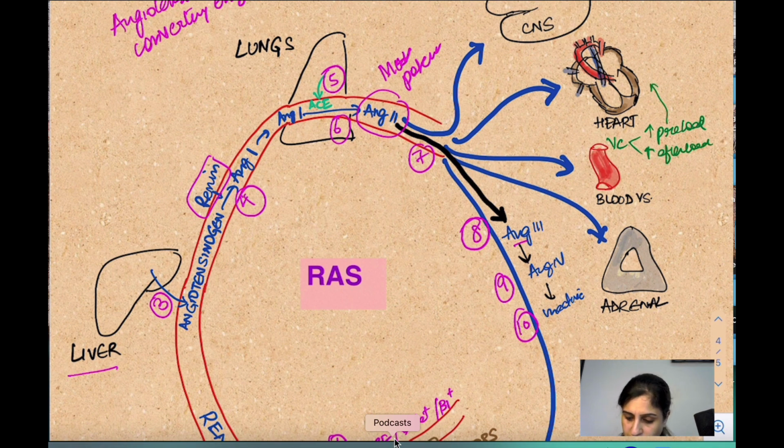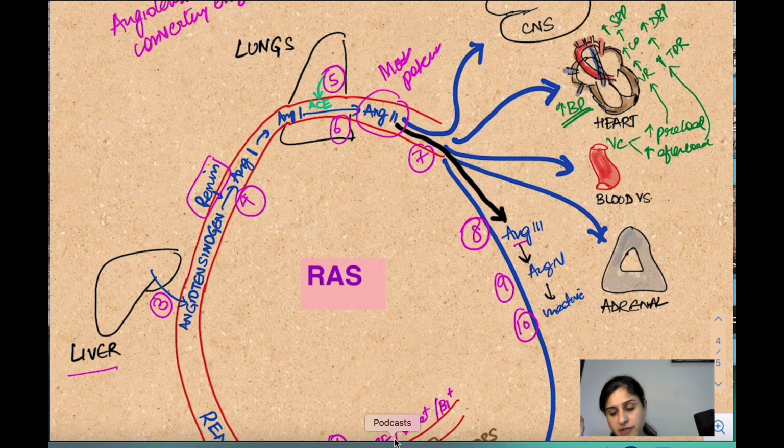तो ये heart पे effect करेंगे. Preload increase होगा तो there will be increase in the venous return. Okay, there will be increase in the cardiac output, and there will be increase in the systolic blood pressure. Afterload increase hoga, there will be increase in the total peripheral resistance, and there will be increase in the diastolic blood pressure. So overall it is going to cause an increase in the blood pressure, increase BP. That is its effect on the heart.